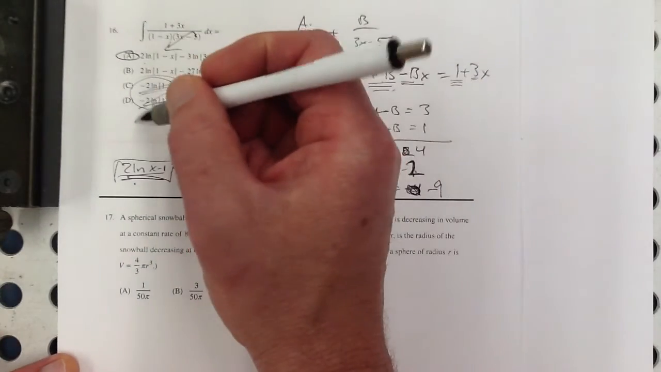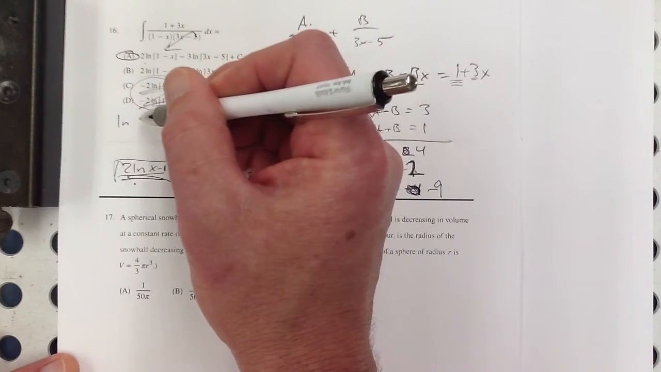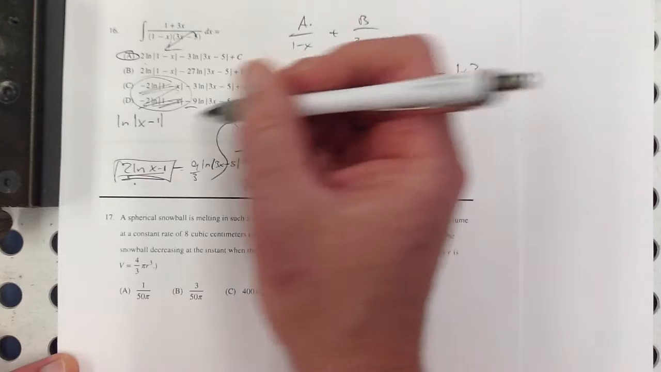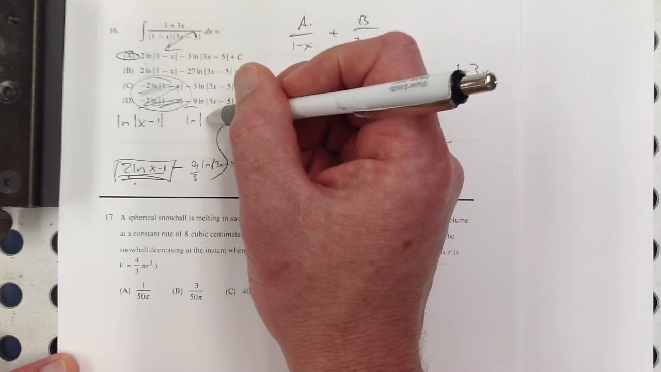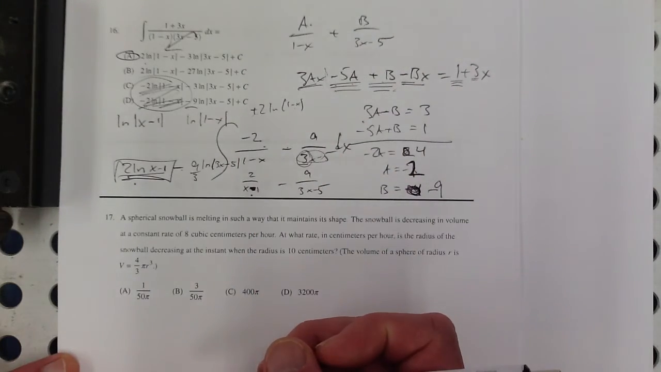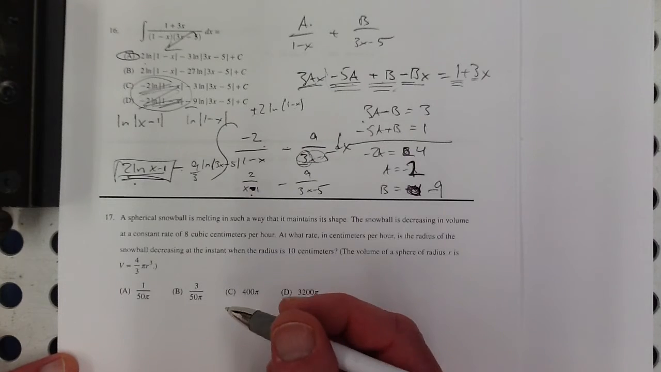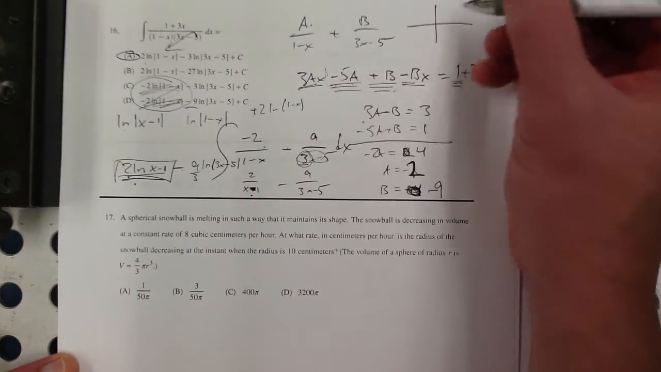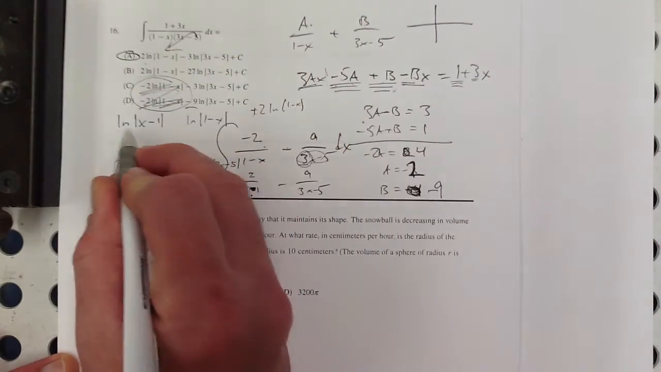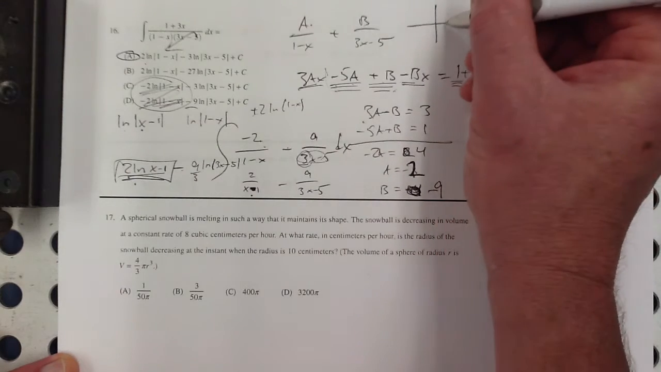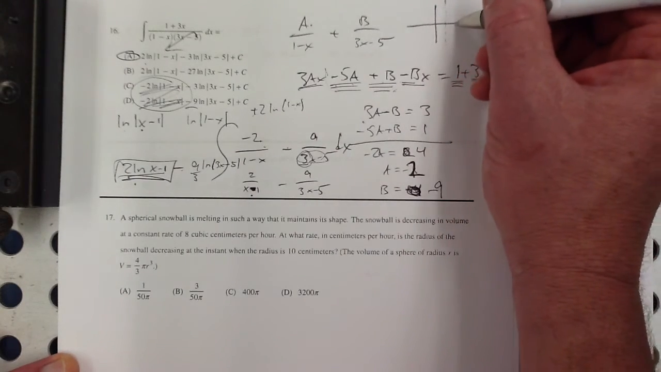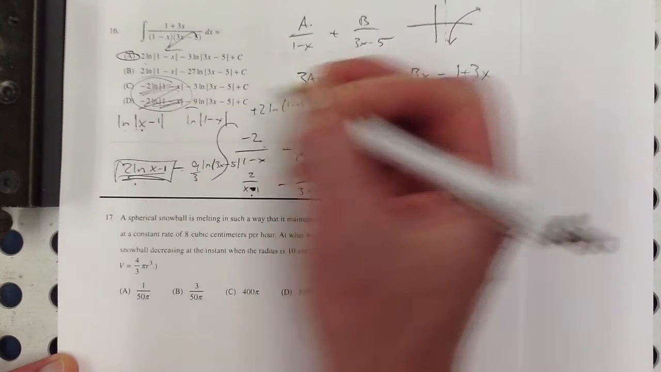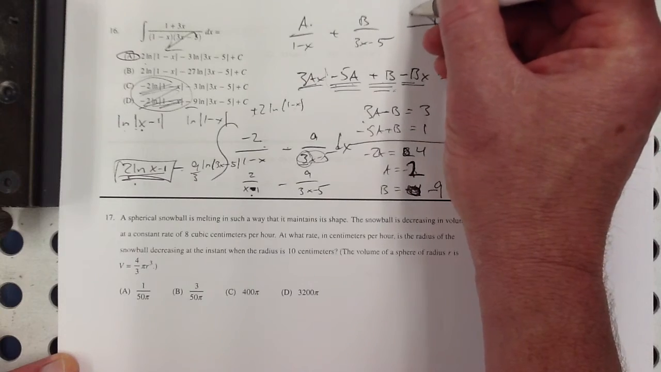Well, okay, I think I see what's happening here, or how we can justify this. The natural log of the absolute value of x minus 1 is the natural log function shifted over to the right by 1, like this. But it's the absolute value of that inside, which makes it do this.